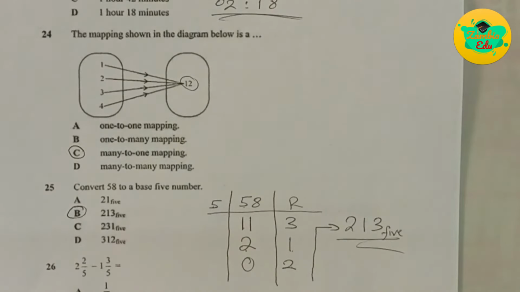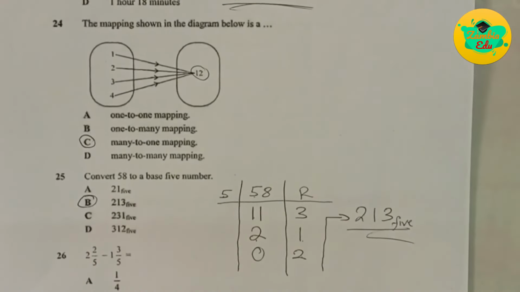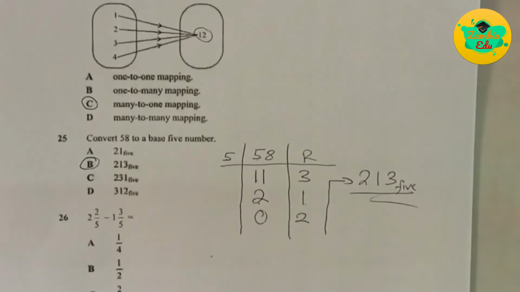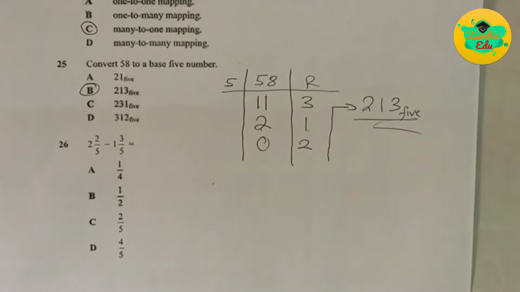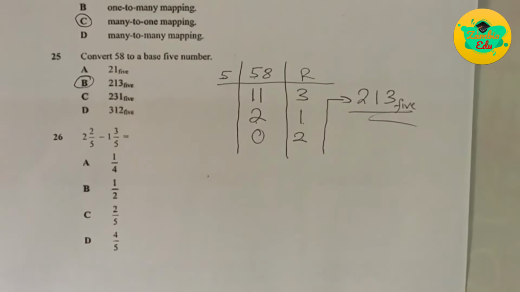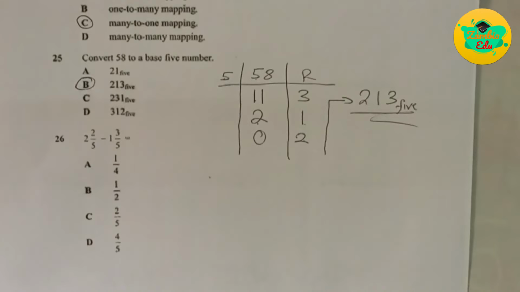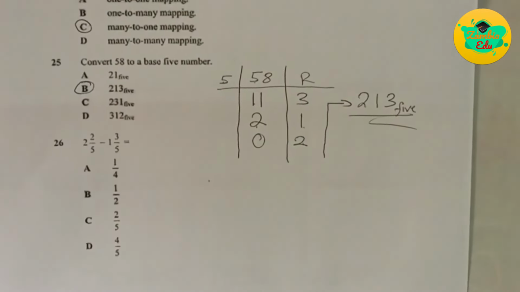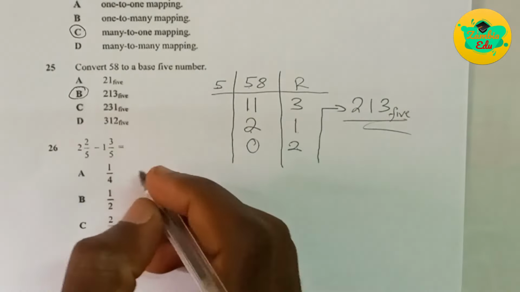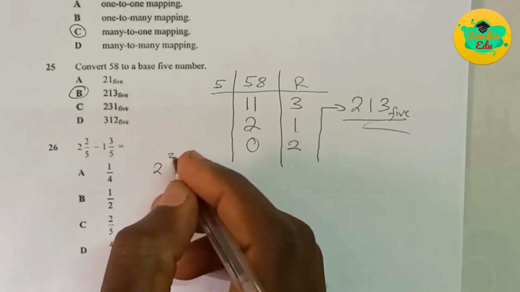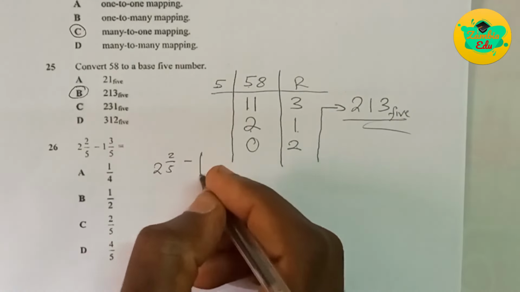We go to question 26. Question number 26 is a fraction, like we can see. And they want us to find that fraction by subtraction. So let's subtract that fraction so that we are able to get the answer which we are looking for. For us to subtract there, let's write it again. We rewrite it.